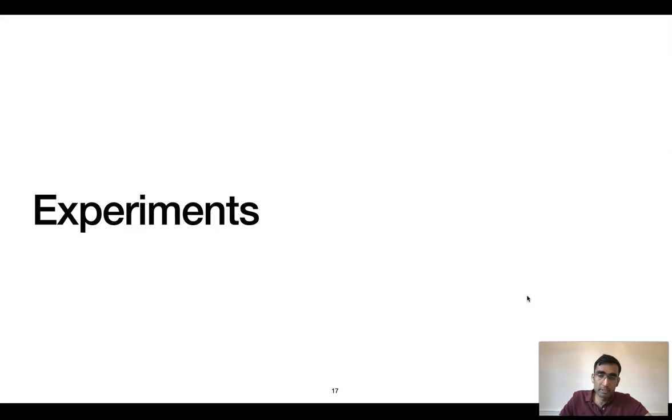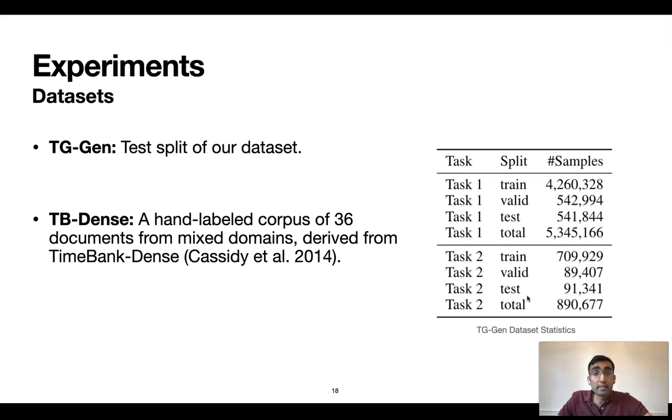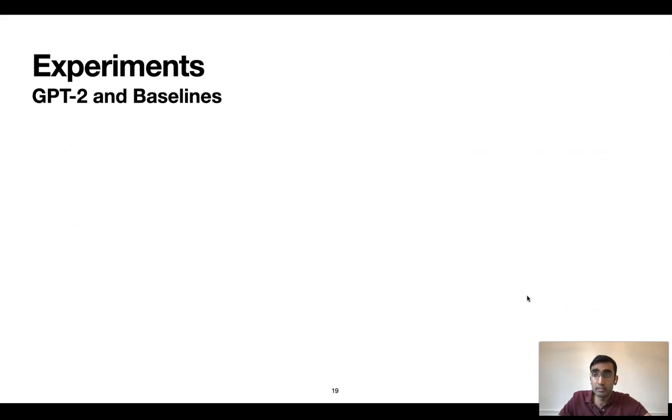So now let's look at some experiments. We have 2 different datasets that we experiment with. The first is TGGen, which is just the test split of our dataset. And next we have TimeBank-Dense, which is a hand labeled corpus of 36 documents from different domains derived from TimeBank-Dense. Notably, TB-Dense does not have a domain overlap with TGGen, so that makes it more challenging.